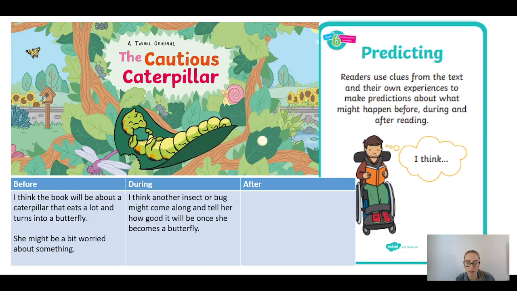You might think something different, and it's okay. Predictions don't always have to be 100% correct. Pop your prediction in now in the during column. I also think, and I haven't written it, that she might become a butterfly next. So let's find out.